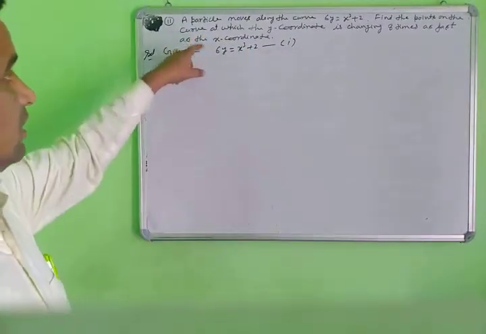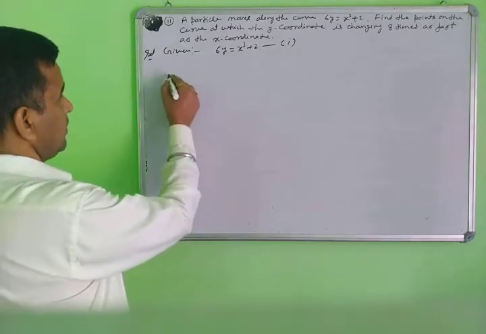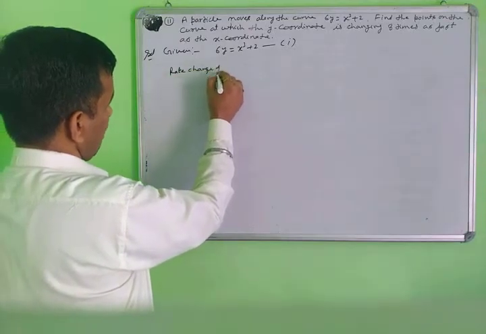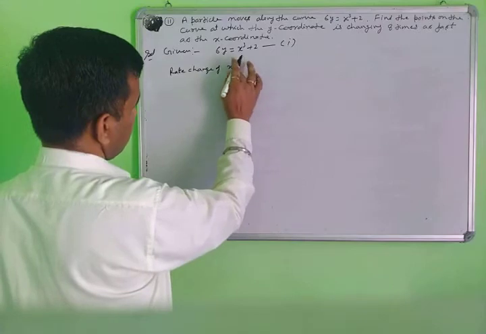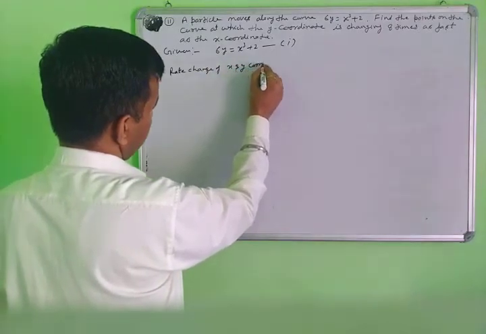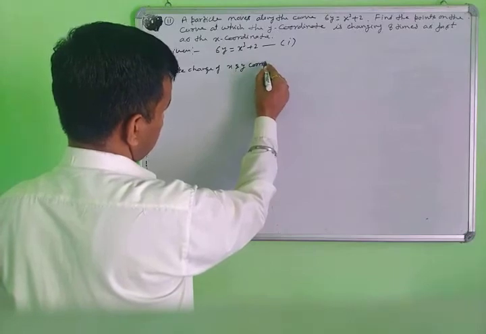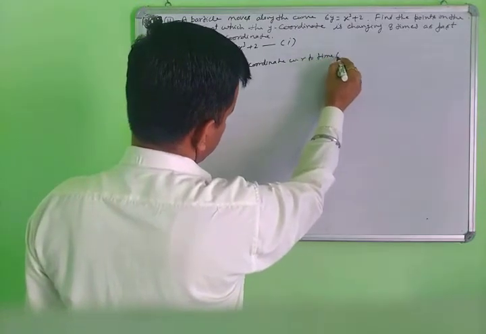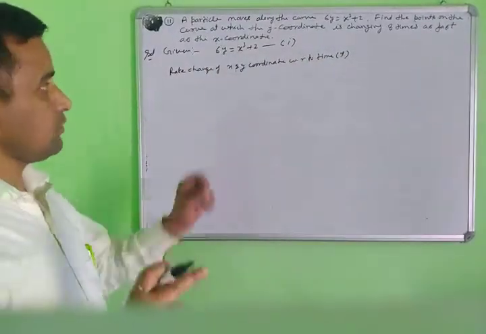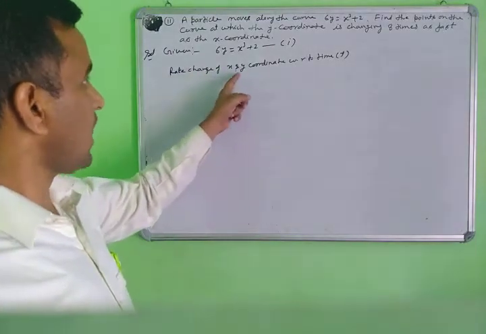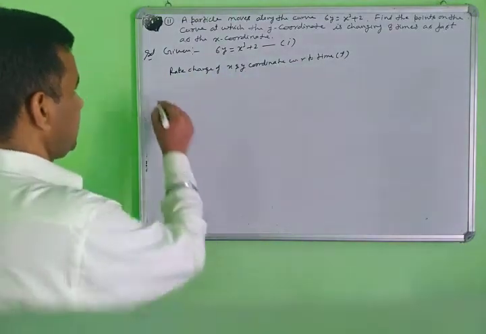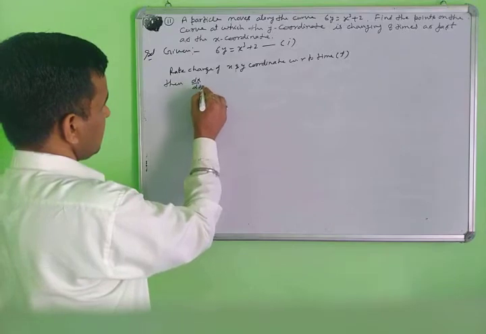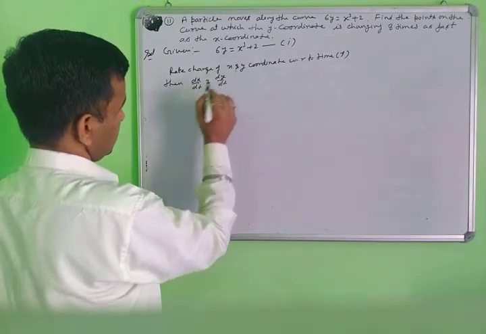Second thing: the rate of change of the x and y coordinates with respect to time t. Now they are moving, so the rate of change of the x and y coordinates with respect to time t is dx over dt and dy over dt.